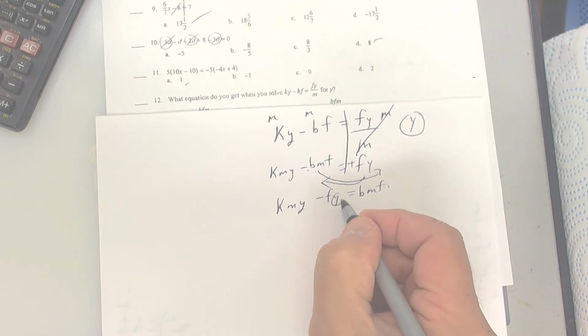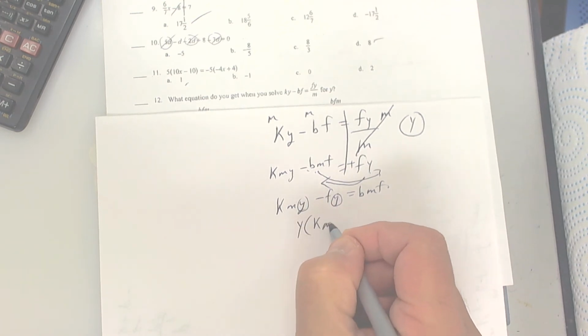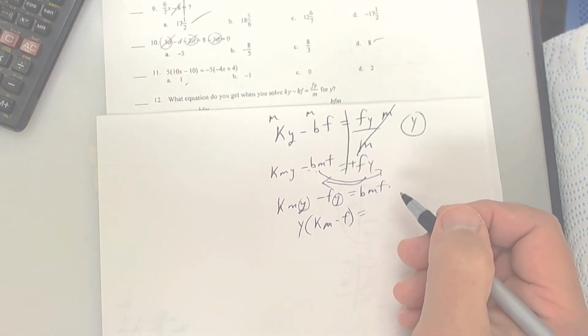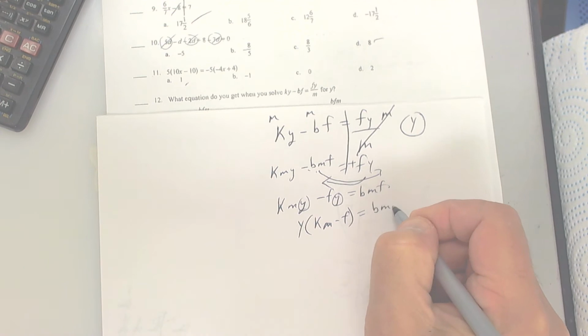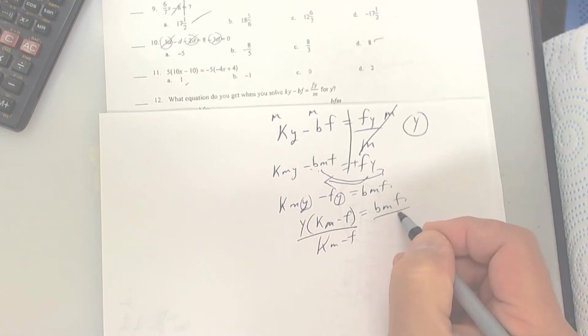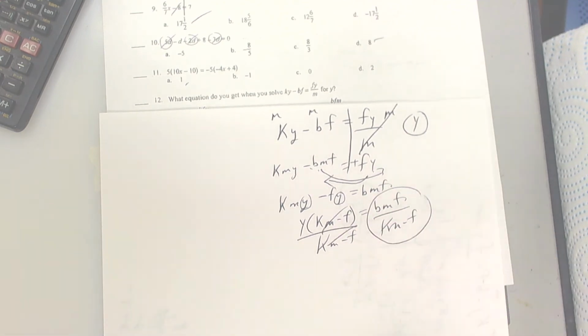Now you're going to factor out the y. So you're left with y times km minus f is equal to bmf. And now you're going to divide by km minus f. And this should work. That should be your answer right there. Let's check.